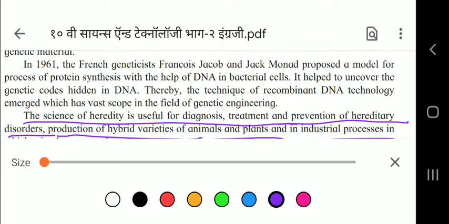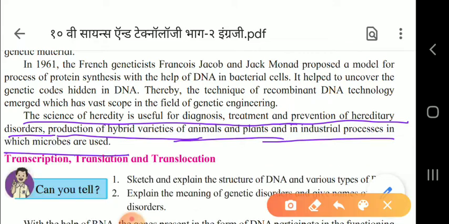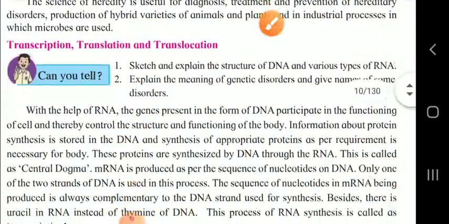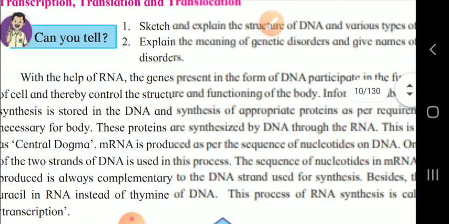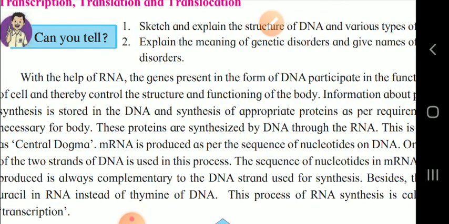Now, let us see, children, transcription, translation and translocation. So, here we will see, children, that with the help of RNA, that is, what is RNA? It is ribonucleic acid. And children, you have already studied the types of RNA in 9th standard.